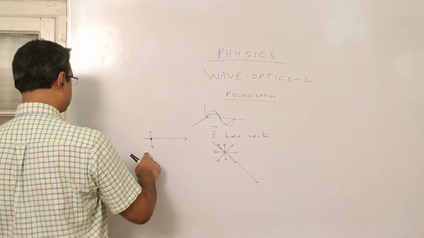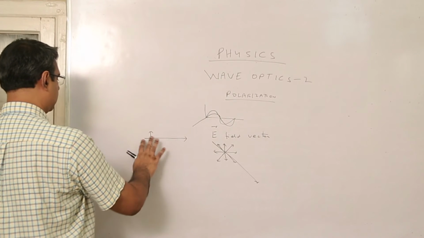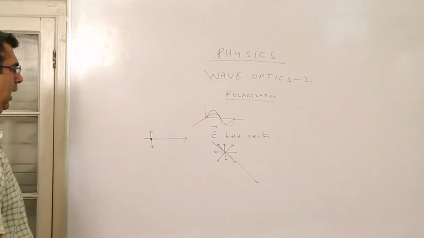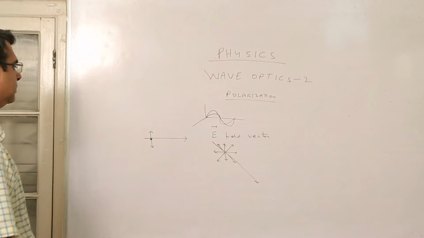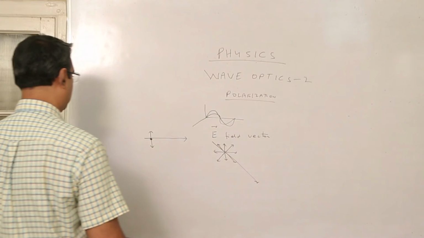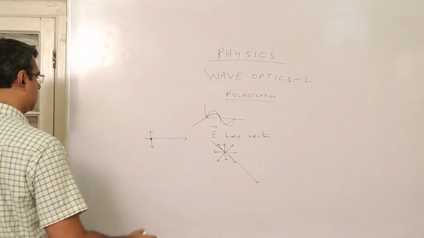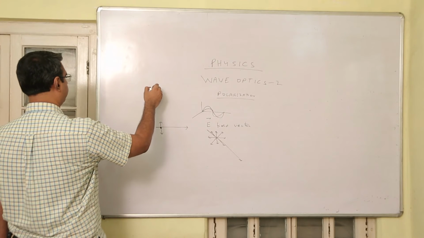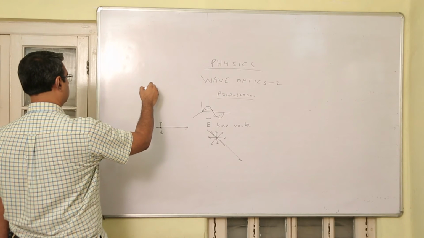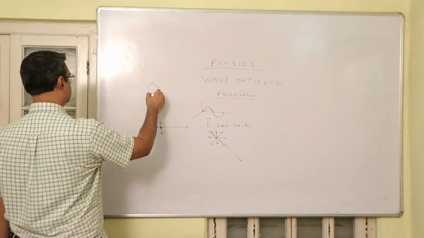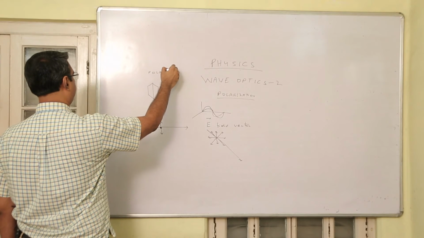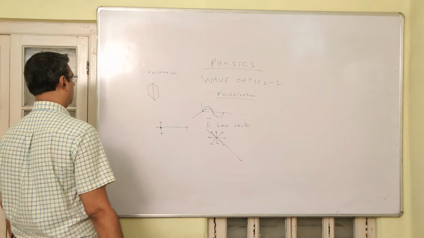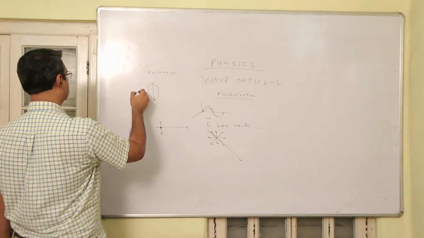So for our convenience, we will consider these two directions as the directions of the electric field vector associated with light. Now, what happens is that there are some devices called Polaroids. Now, what does a Polaroid do?